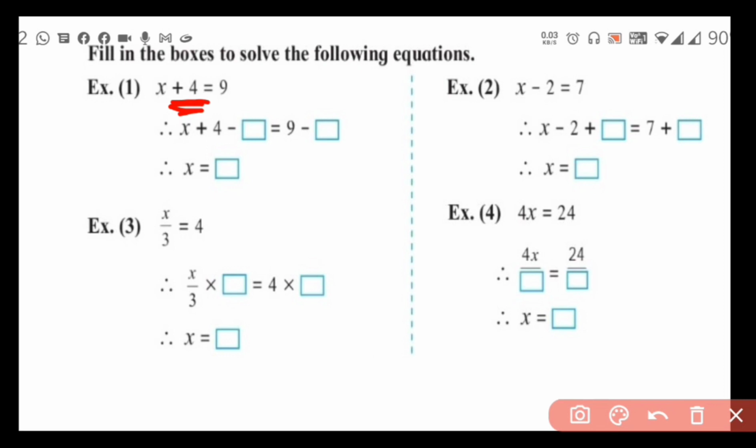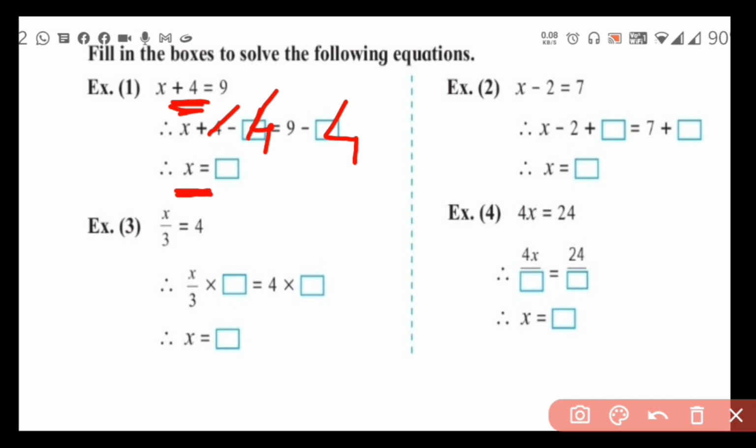So x plus 4 is left hand side. We are going to subtract 4 from this side. On right hand side 9 is there. So we are going to subtract 4 from right hand side also. That means what? We are subtracting same number from left hand side and from right hand side also. So when we subtract 4 from left hand side, here 4 gets cancelled, only x is remaining.